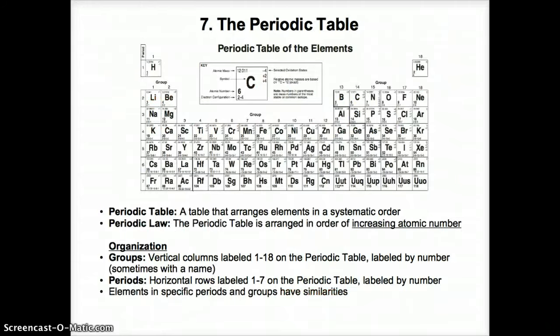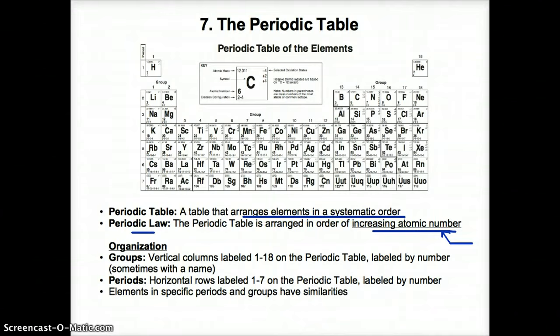Next, let's quickly discuss the periodic table. The periodic table is a table that arranges elements in a systematic order, meaning the order is based on a fixed planar system. And the periodic law, which was discovered hundreds of years ago, states that the periodic table is arranged in order of increasing atomic number. Put another way, if you incorporate the idea that atomic number equals number of protons, the periodic law also states that the periodic table is arranged in order of increasing number of protons. So that's another way you can think about it, all right?